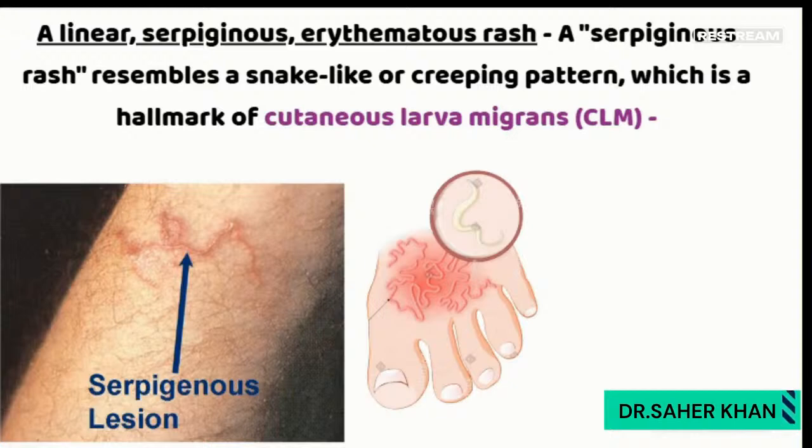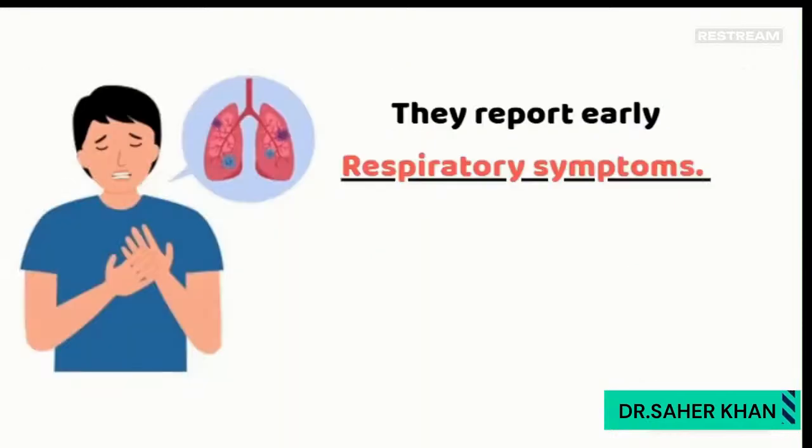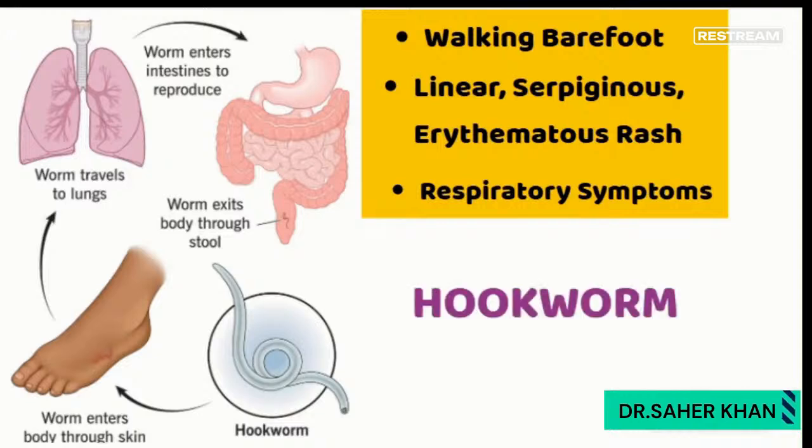Again, this is a hallmark of cutaneous larva migrans, which is a condition caused by parasites like hookworm. This rash occurs as the larva migrate just beneath the skin and create a visible track. The third is respiratory symptoms. This indicates that the parasite is capable of traveling through the bloodstream to the lungs, causing pulmonary symptoms. So these 3 clues point us toward hookworm infection as the underlying cause.